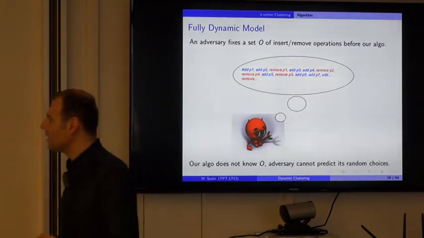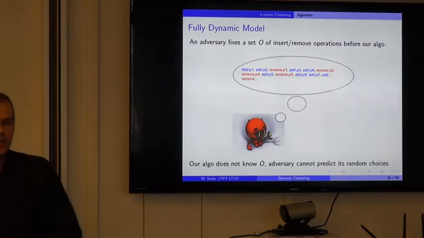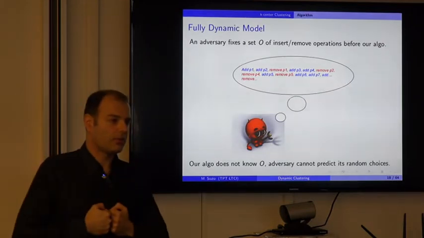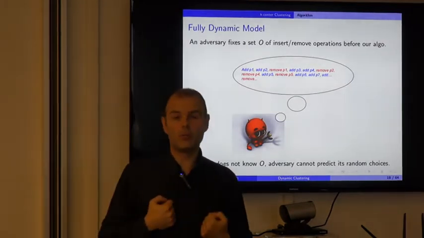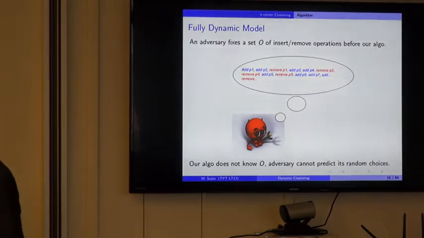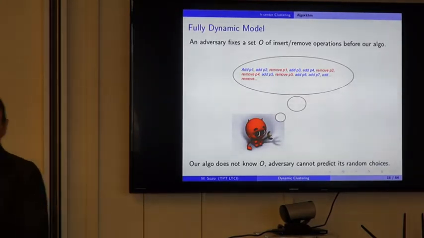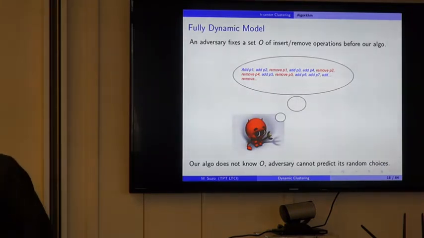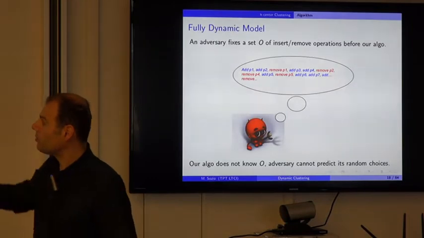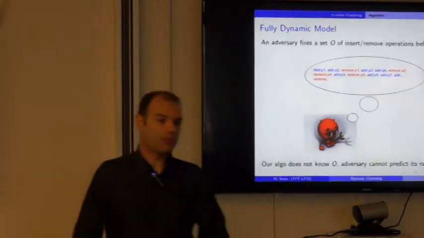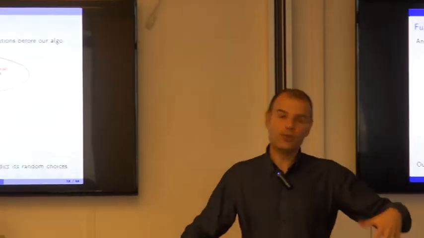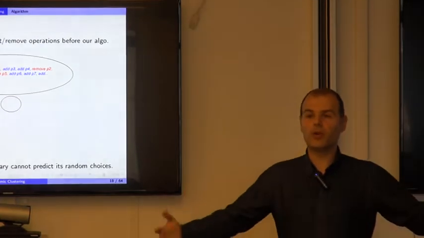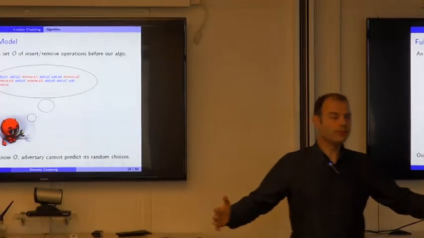So we are assuming that there is a little cute devil here that will decide in advance which points must be added and must be removed. He or she, sometimes the devil is a woman, says, okay, I would like to add P1, P2, remove P1, then I would like to add P3, and so on. So he or she decides up front the set of points that have to be inserted or removed.